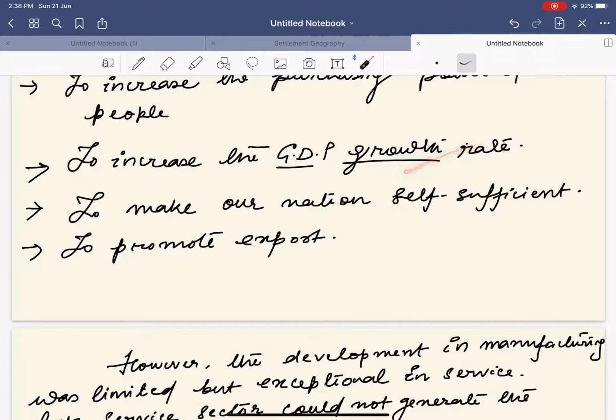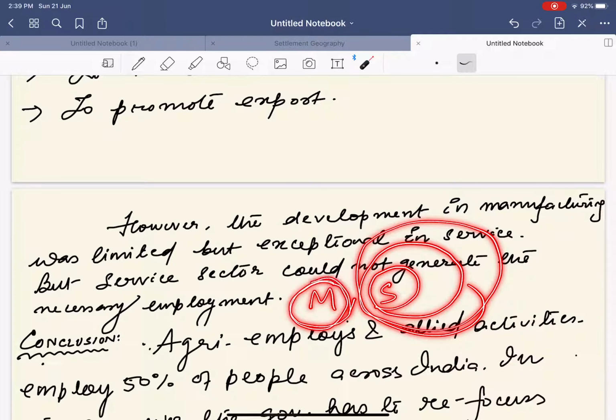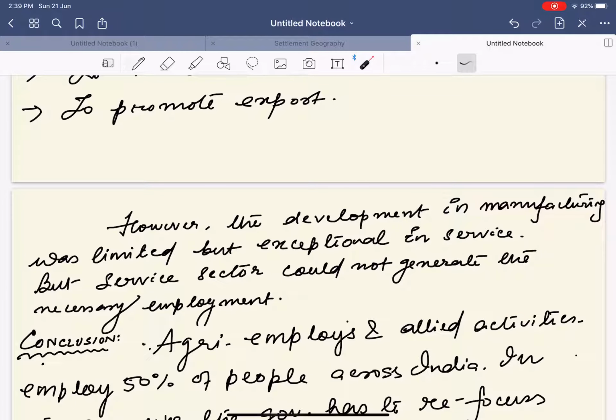Next, to increase the GDP growth rate of the state as well as the nation, to make the nation self-sufficient in manufacturing and to promote export. But what happened is that the development in manufacturing was limited but exceptional in service. But the service sector could not generate the necessary employment. Though we went for both manufacturing and the service sector, it was the service sector that grew. Manufacturing sector growth was very limited. But the problem with the service sector was that it could not generate the much employment that was necessary. Hence, we did not actually gain what we should have gained.